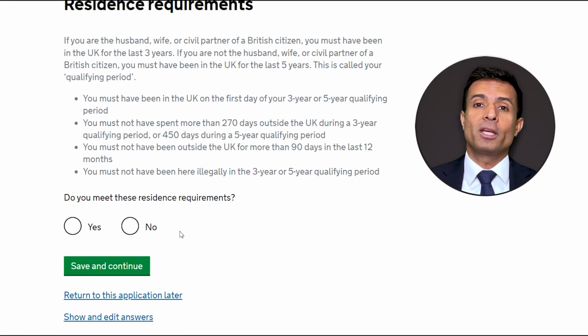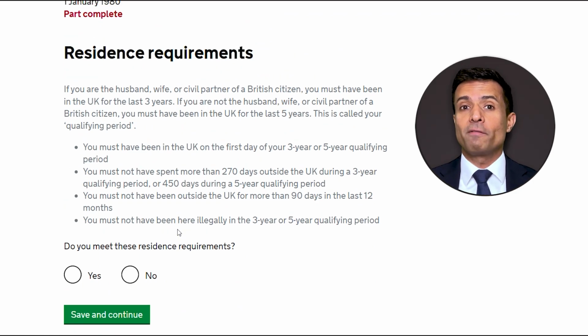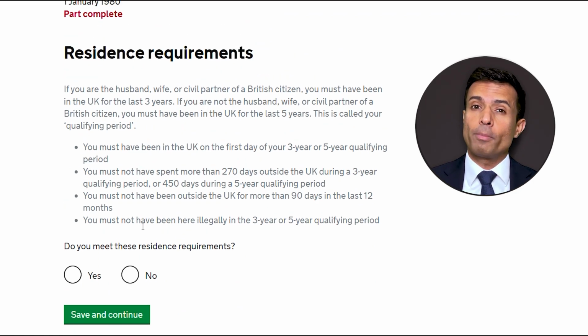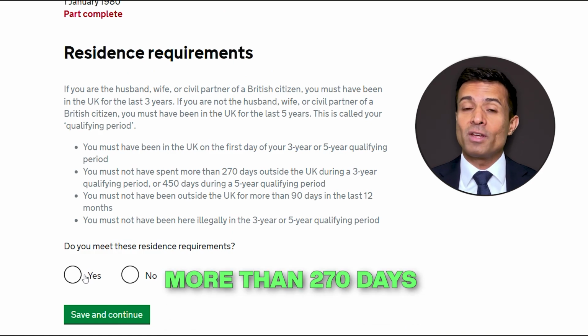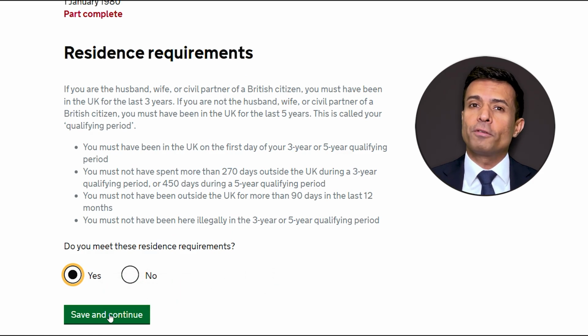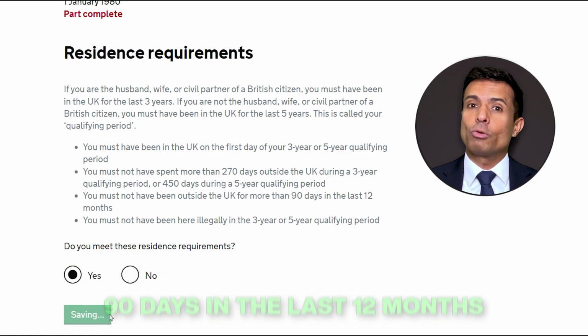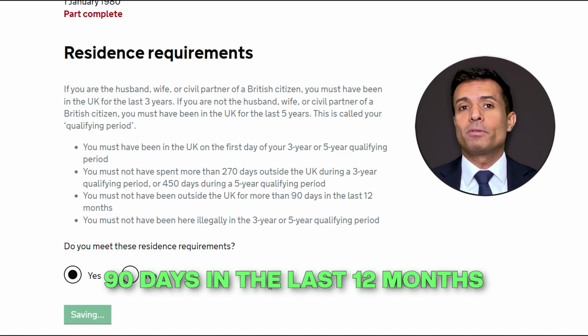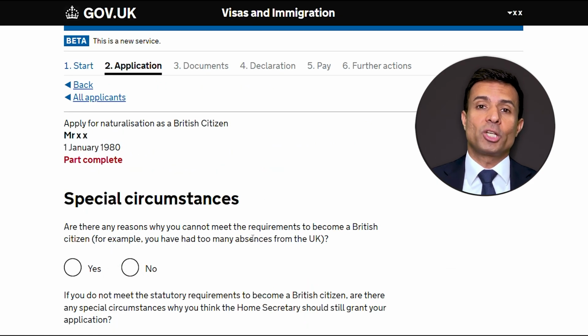In addition to having to be in the UK on the first day of your 3 or 5 years qualifying period, you should also make sure you have not been absent from the UK for more than 270 days in a 3 year period and 450 days in the 5-year period. You should also confirm that you have not been outside the UK more than 90 days in the previous 12 months. This section is about special circumstances.